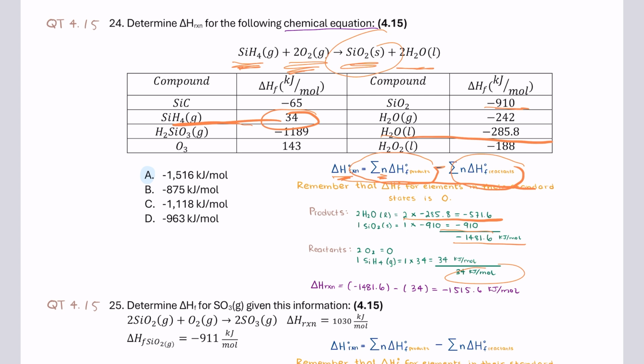Now we apply the reaction enthalpy formula. The enthalpy change of the reaction equals the total enthalpy from the products, which is negative 1,481.6, minus the total enthalpy from the reactants, which is 34. And when we calculate this, we get negative 1,515.6 kilojoules per mole. The answer for problem 24 is A.